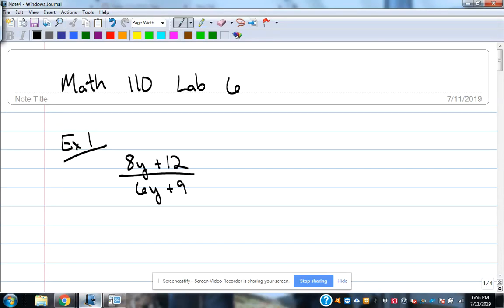110. This is lab number 6. We're going to talk about simplifying or reducing rational expressions and then multiplying and dividing them as well. So let's start off with this example here.